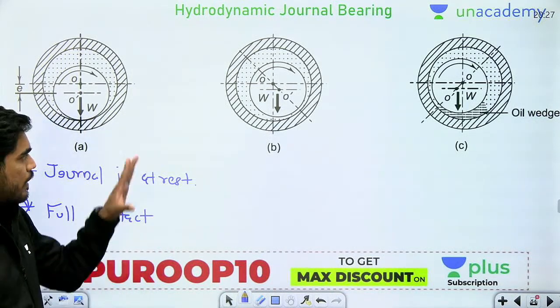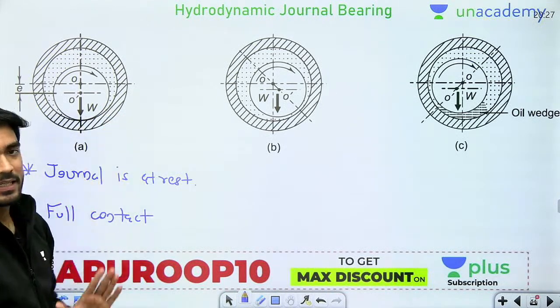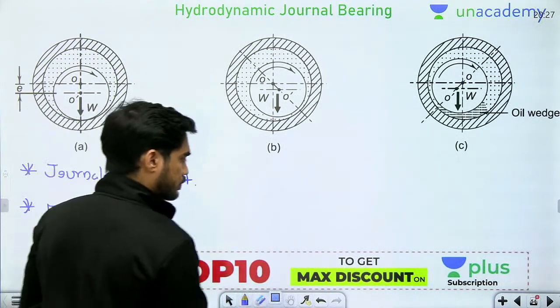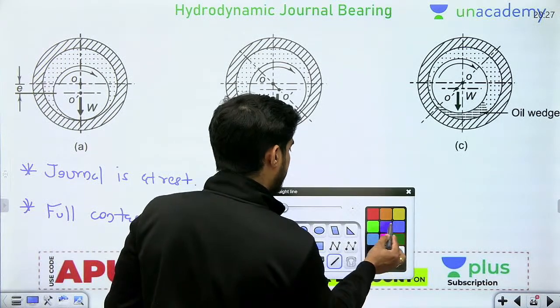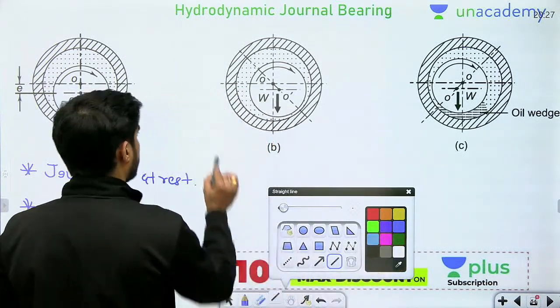ठीक है, दोनों के बीच में complete contact, full contact है. Okay, let me divide these three. इन तीनों को divide कर लेते.